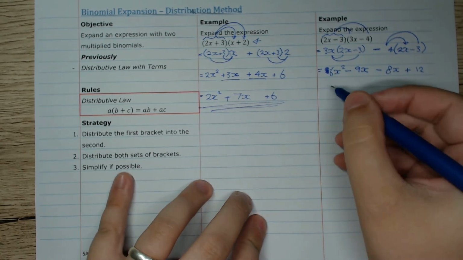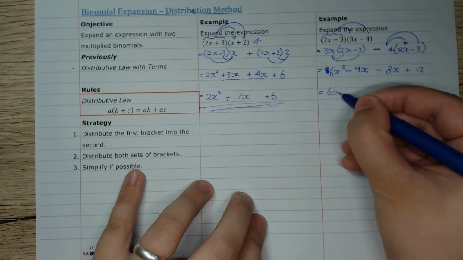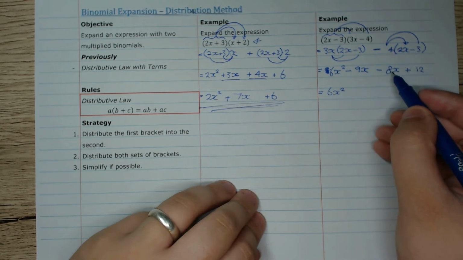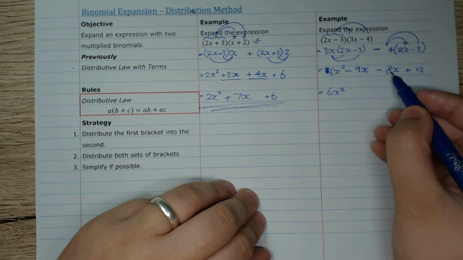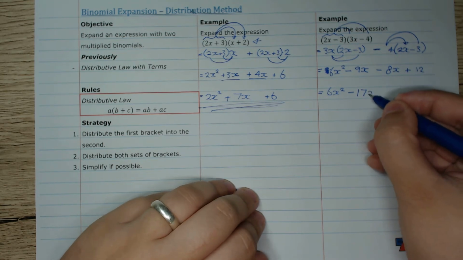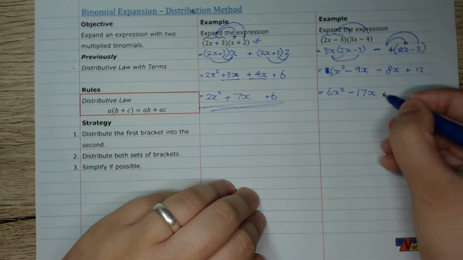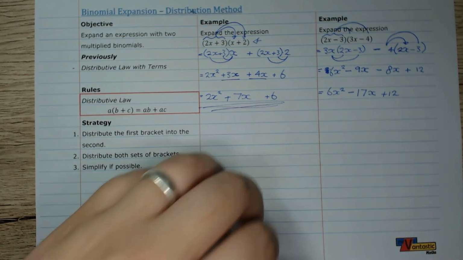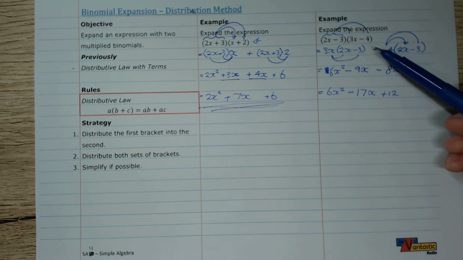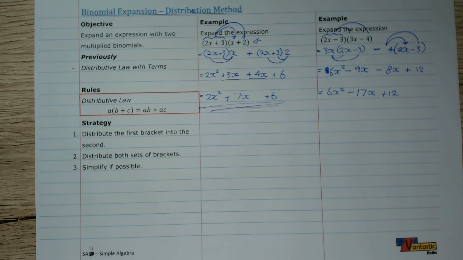I can simplify, so let's do that. 6x squared minus 9x minus 8x, or minus 9 minus 8 is minus 17x plus 12. So very similar, but we got to be careful of those negative signs wherever they may appear. And that is how I can expand a binomial expression using the distributive method.